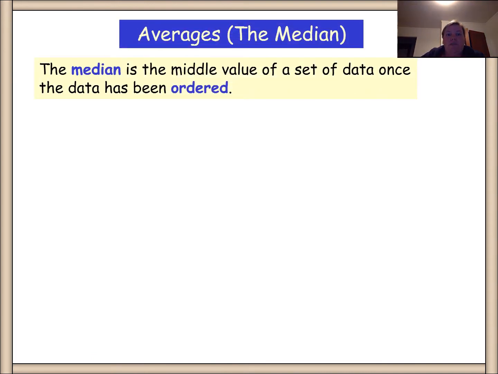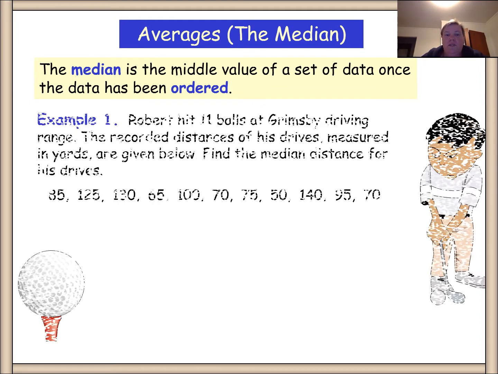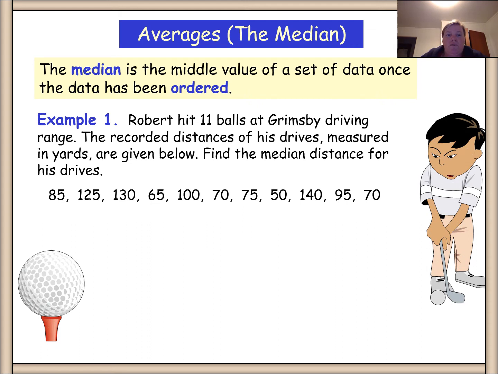Okay, so let's have a look at this. The median is the middle of a set of data, but you have to order it first because it's not the middle if it's not ordered. Okay, so we've got Robert here, who hit 11 balls at Grimsby driving range. The distances of his drives, measured in yards, are given below. Find the median distance for his drives.